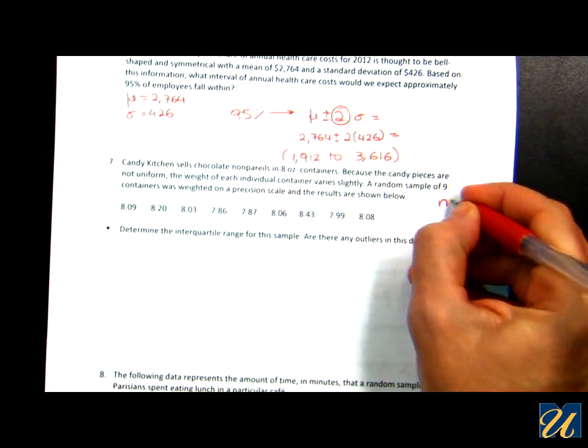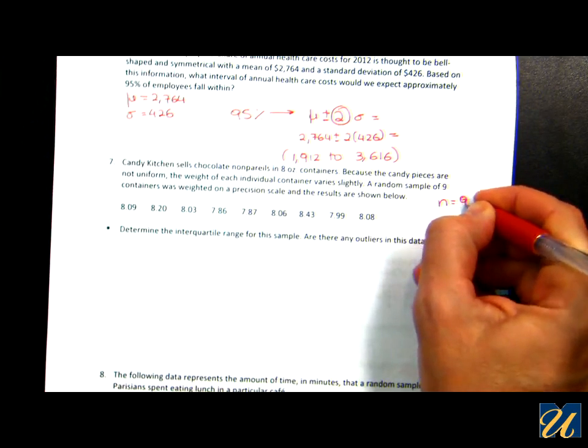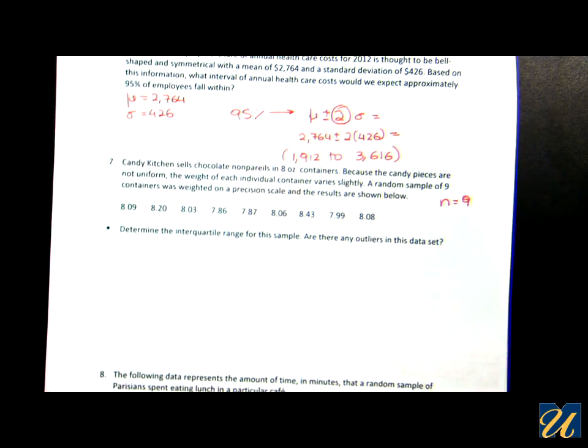Now, Candy Kitchen sells chocolate non-pareils in 8-ounce containers. Because the candy pieces are not uniform, the weight of each individual container varies slightly. A random sample of 9 containers, n is equal to 9, was weighed on a precision scale, and the results are shown below. I want you to determine the interquartile range for this sample. Are there any outliers in this data set?